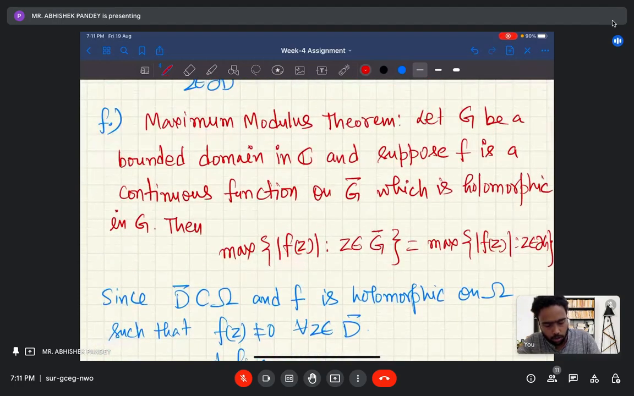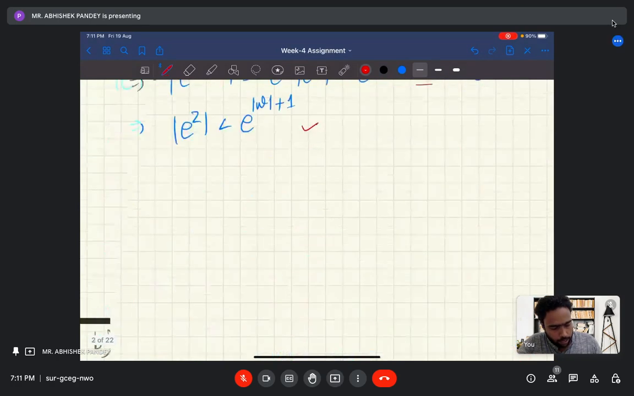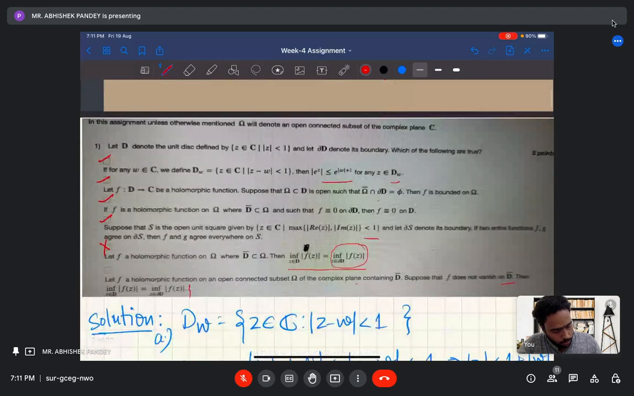So first recall the maximum modulus theorem, which says: let G be a bounded domain in C, and suppose f is a continuous function on G closure, which is holomorphic in G, then the maximum over the closure is attained on the boundary. So since it is written that f is non-zero, f does not vanish on D closure.